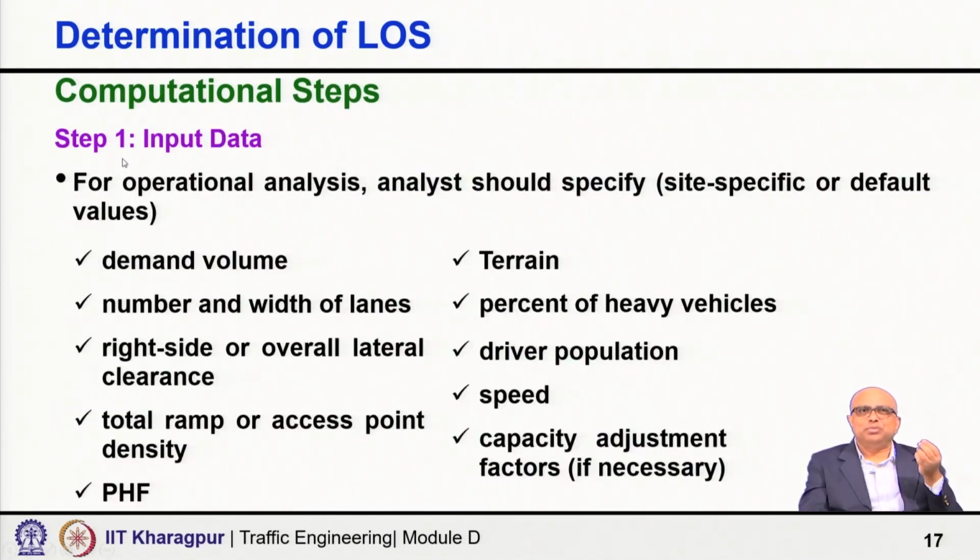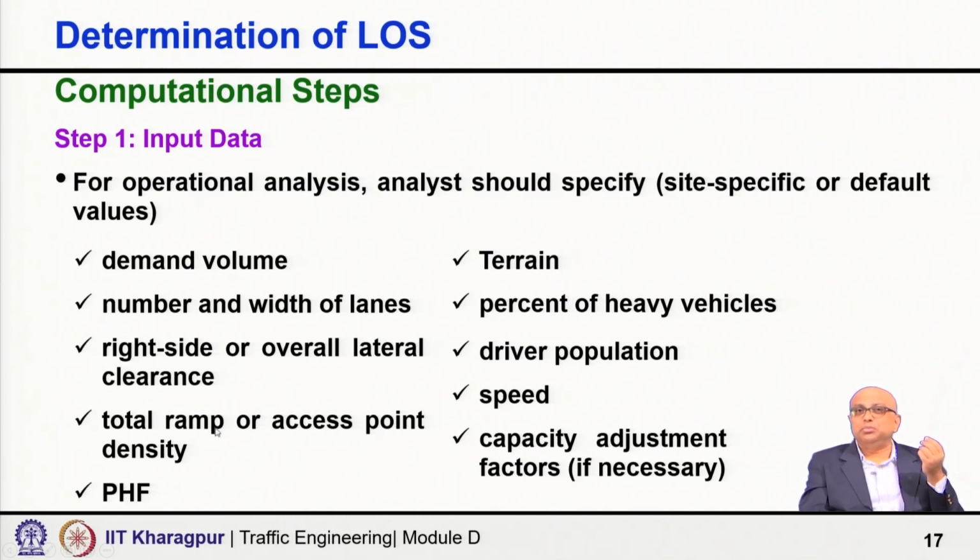Coming to the first step, the input data: what input data do we really require for operational analysis? We need demand volume, the number of lanes and width of each traffic lane, the right side or overall lateral clearance, and the total ramp or access point density.